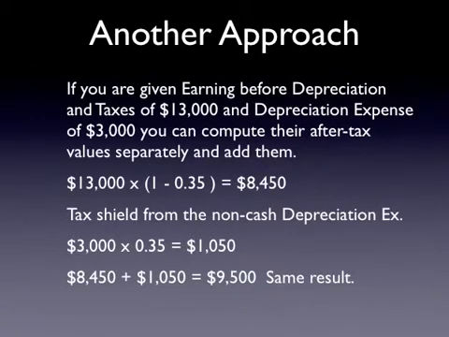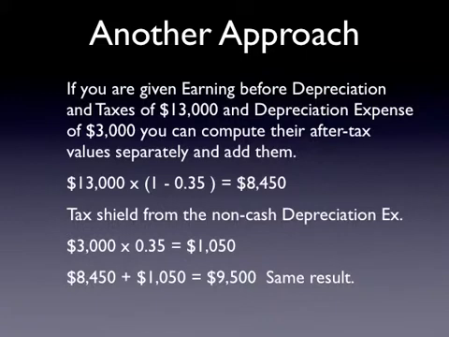Now here's the other approach, and using this approach, instead of earnings before taxes, we start with earnings before depreciation and taxes, and that was $13,000. And what we'll do is compute the after-tax value of that number, and then compute the value of the tax shield from the depreciation and add those together. So earnings before depreciation and tax, $13,000 times 1 minus the tax rate, is $8,450.